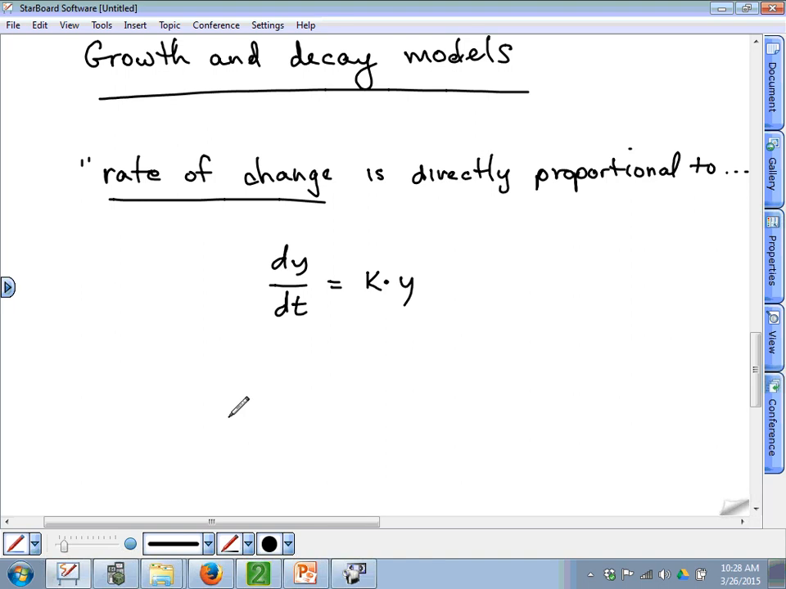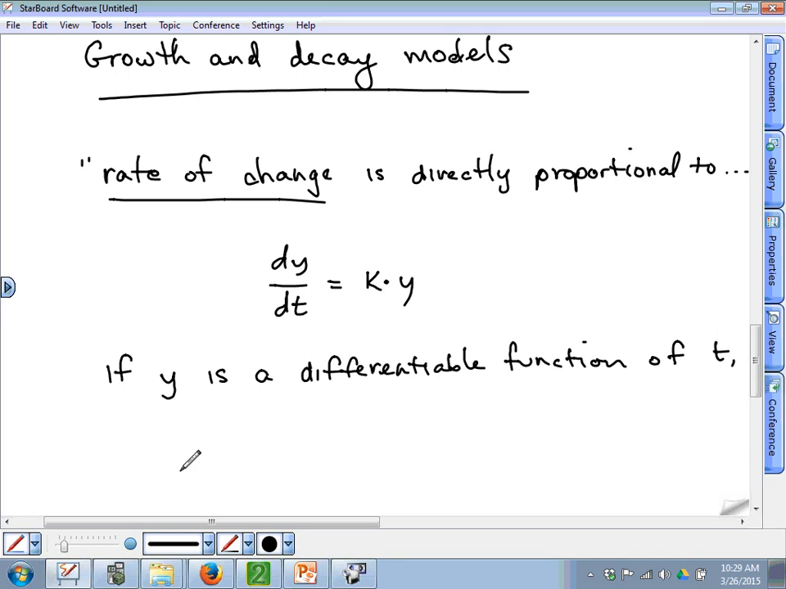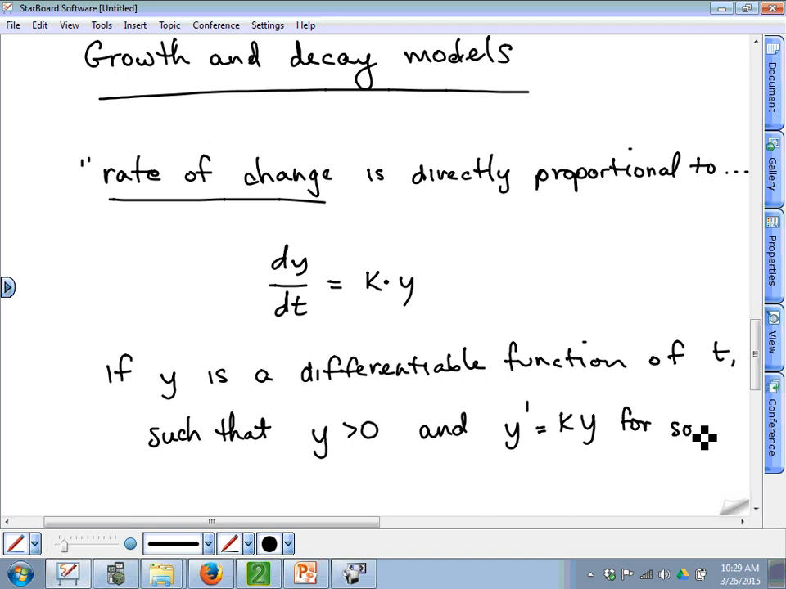So how does this apply to growth and decay? If y is a differentiable function of t, such that y is greater than 0, and y prime equals k times y for some constant k.